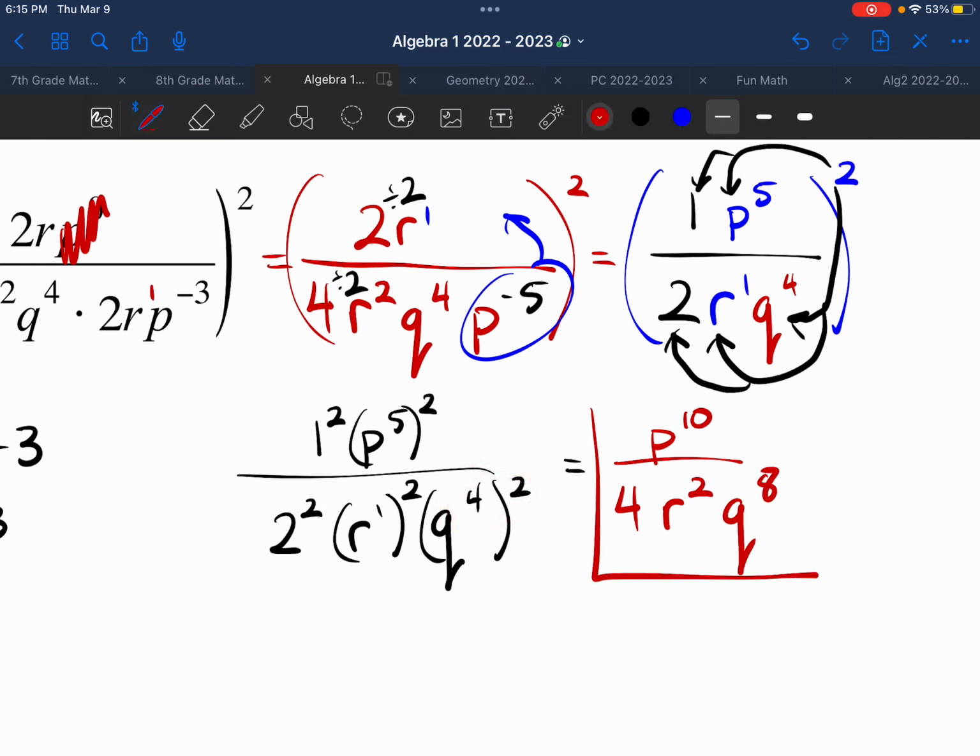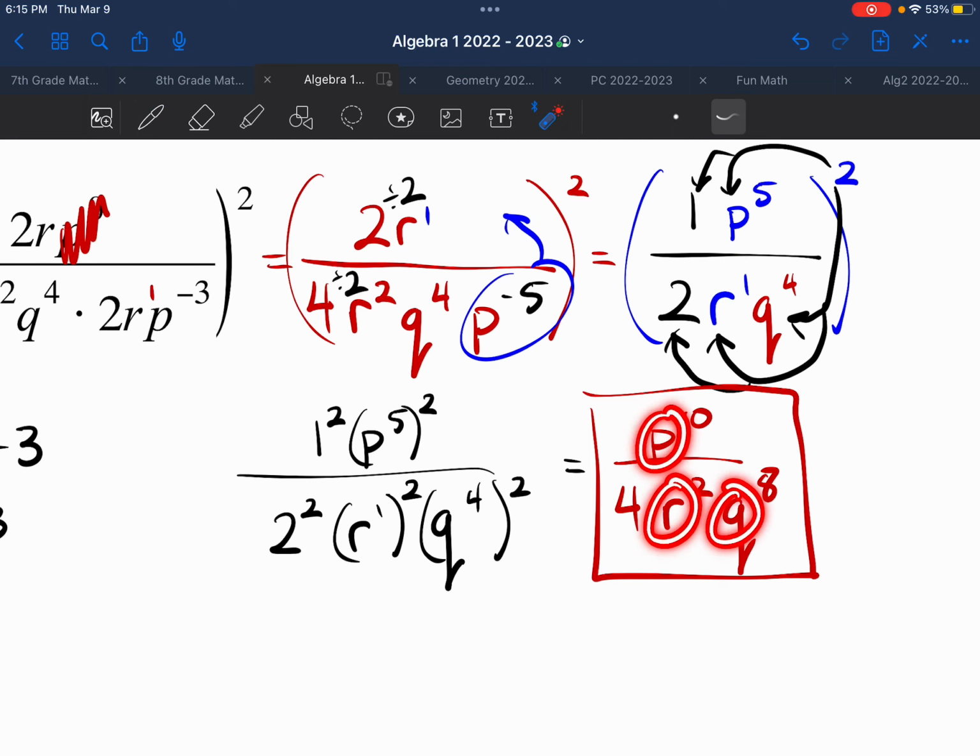And we are finally done. Here's how I know we're done. I've simplified the fraction. I only have 1 copy of p, 1 copy of r, 1 copy of q. I cannot go any further, and notice that all of my powers are positive.